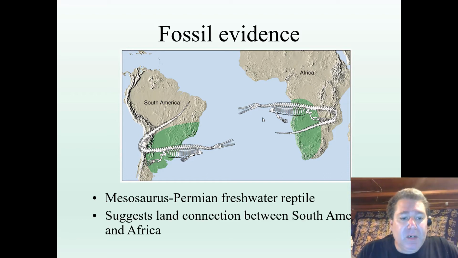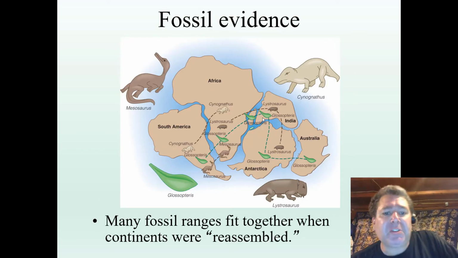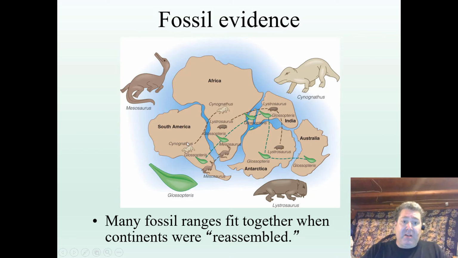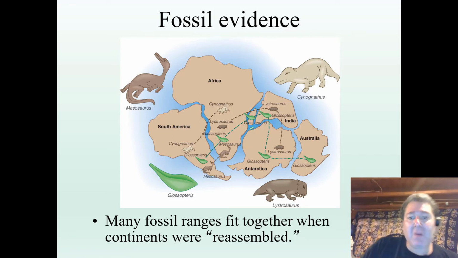But if you don't believe me, here's a bunch of other ones that were found on various continents as well. The Cynognathus, on South America and Africa. Here's our mesosaur buddy. These leaves called Glossopteris, found on South America, Africa, India, Antarctica, and Australia. And that's a pretty hard one to explain if the continents are where they have always been. In other words, if there is no continental drift. And these Lystrosaur guys, again, Antarctica, India, and Africa. Quite a bit of connections between there.